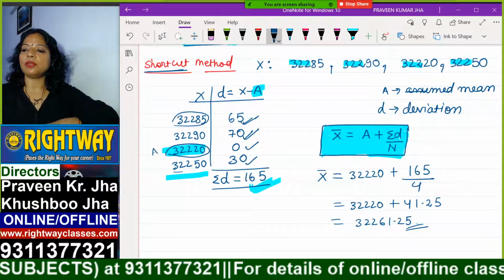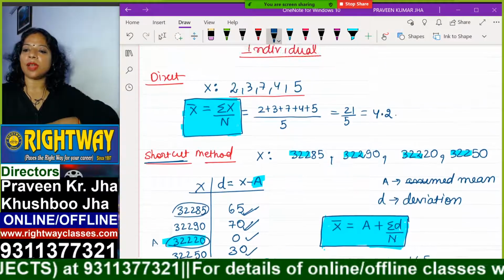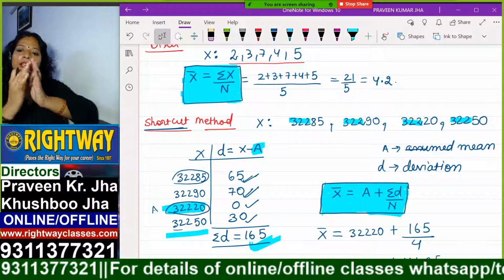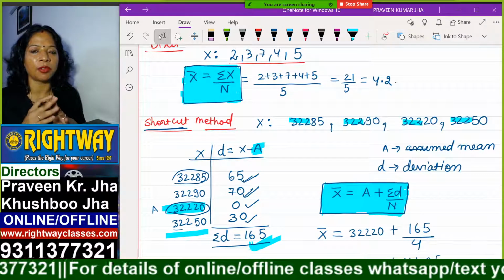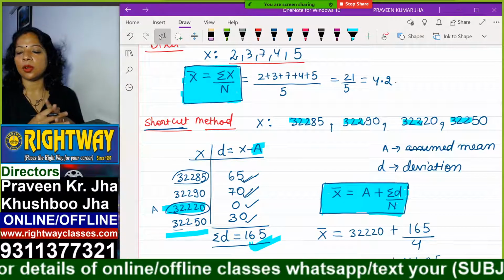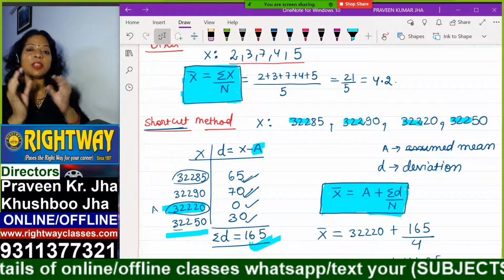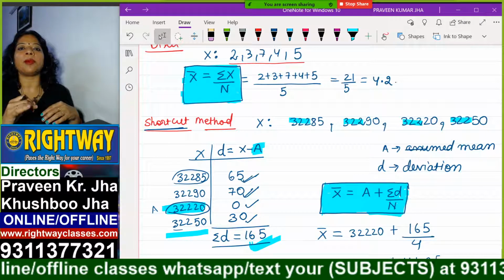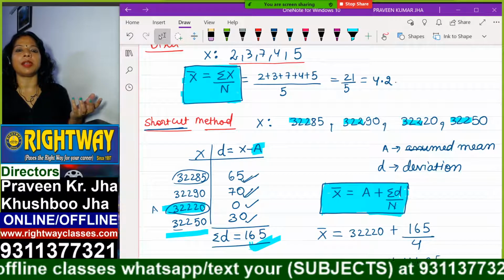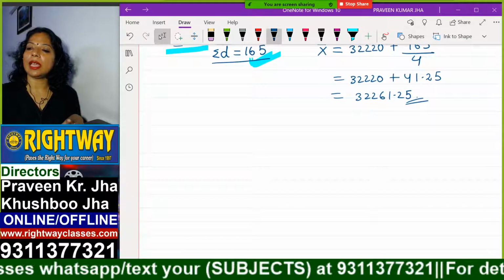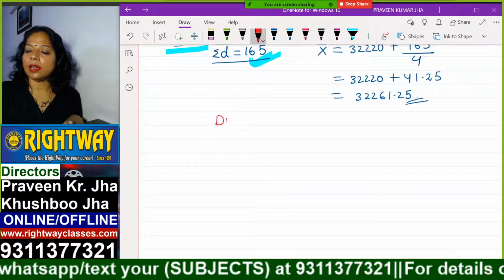In individual we have done two methods. One is the direct method and the other is the shortcut method. Is it clear or not? Tell me, then I will proceed to the discrete series. Nothing will be mentioned in your question about how to find the average. It depends upon our mind, whichever method clicks in our mind, we can adopt. Next is discrete.